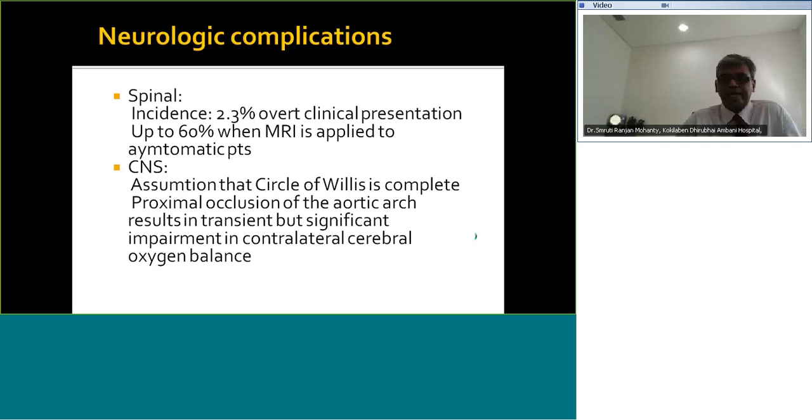But when you do MRI, for example in cases who have undergone surgery for coarctation, you see white matter abnormalities in almost 60% of the cases by MRI. The patients are asymptomatic. Now, the whole CNS problem in coarctation is on the assumption that the circle of Willis is complete. So when you land up with a transient clamp, the proximal occlusion of the aortic arch results in transient but significant impairment of the contralateral cerebral oxygen balance.